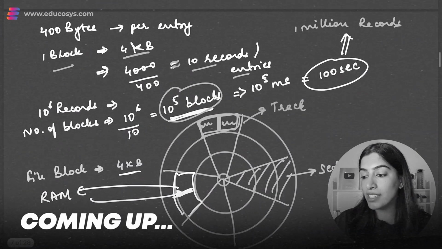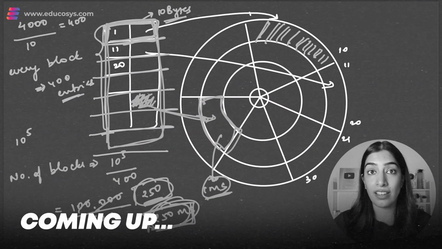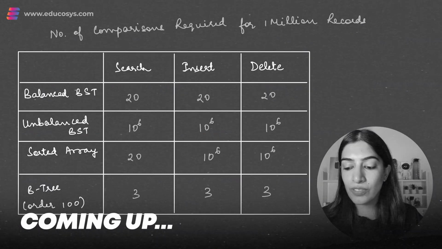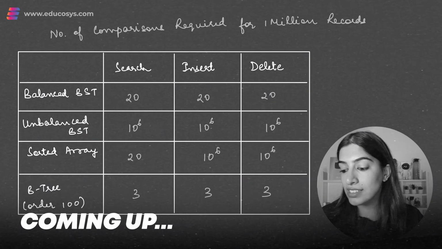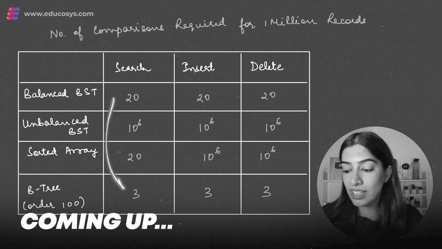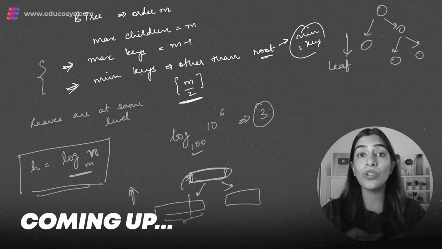We have optimized from 100 seconds to 250 milliseconds to 3 milliseconds. We have seen the number of comparisons that are required for 1 million records. So you can see this is the most efficient solution. There is a huge improvement as the number of entries grow, and that is what BTree does.